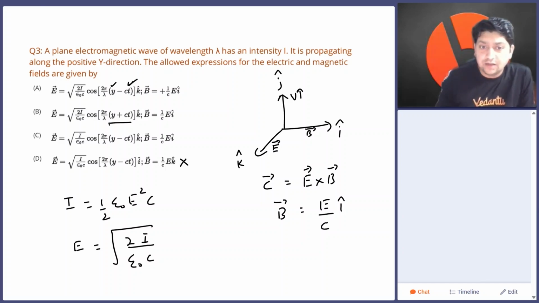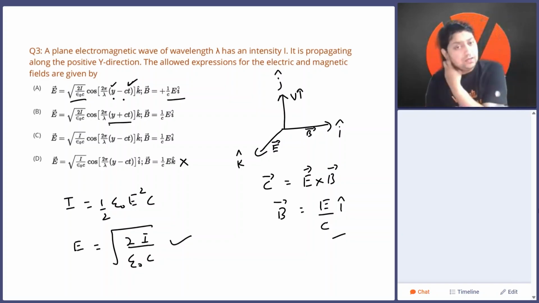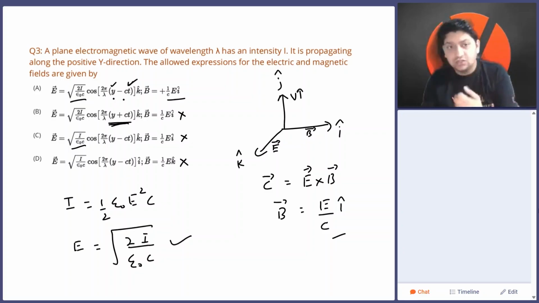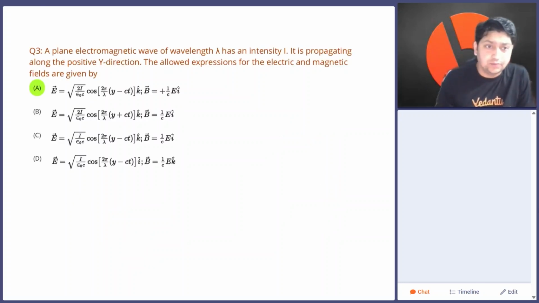I will go with option A, as the electric field magnitude is given and that is correct, and the magnetic field vector is also in the correct direction, and the electric field vector is in the positive k cap direction. It is moving in the positive k cap direction. So this is the correct answer, right? And option C is also wrong, because the magnitude of the electric field vector is not correct, and the electric field is moving in the negative z axis, so that's why it is also wrong. So option A must be the correct option. Yeah, option A is correct.